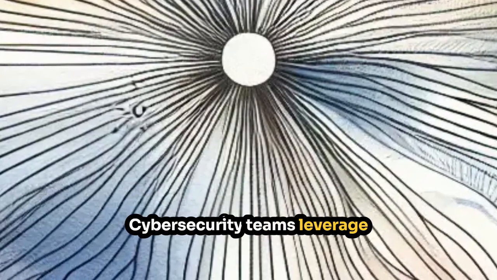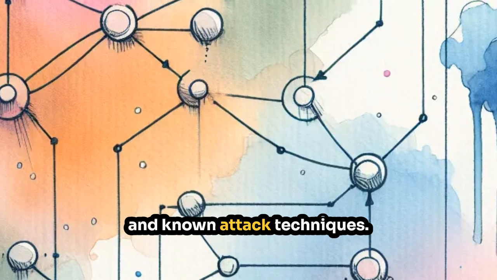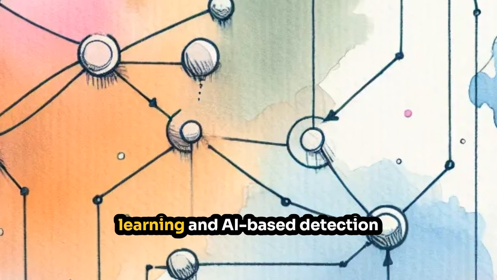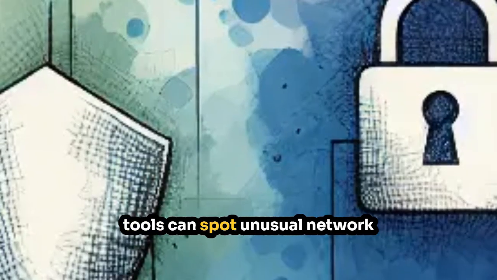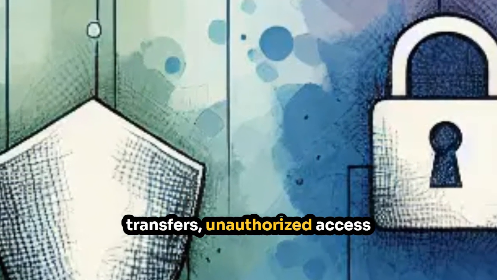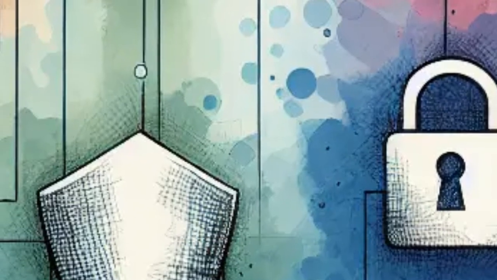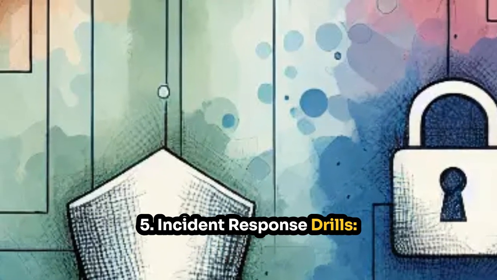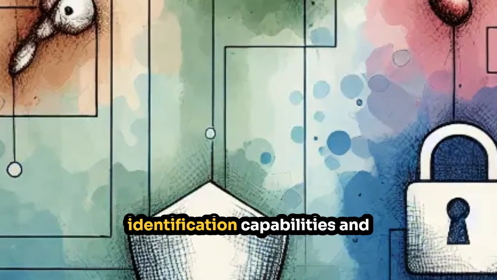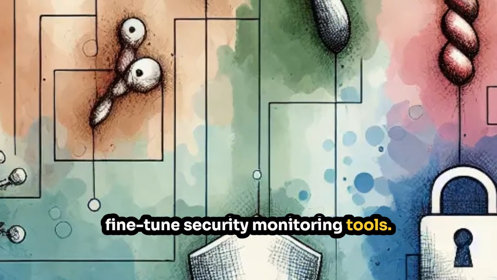3. Threat intelligence feeds. Cybersecurity teams leverage threat intelligence platforms to stay updated on emerging cyber threats and known attack techniques. 4. Anomaly detection. Machine learning and AI-based detection tools can spot unusual network patterns, such as unexpected data transfers, unauthorized access attempts, or abnormal login behaviors. 5. Incident response drills. Conducting simulated attacks helps organizations test their identification capabilities and fine-tune security monitoring tools.